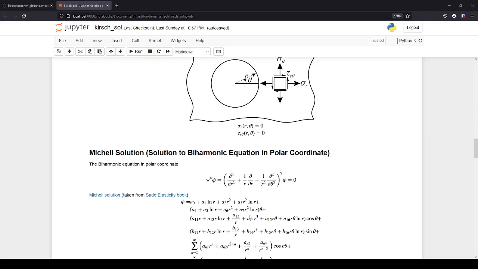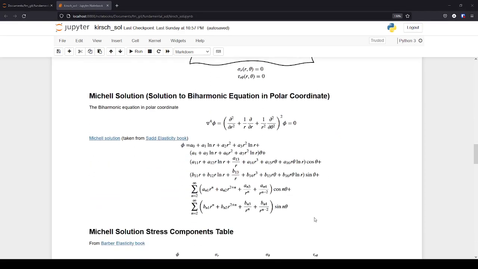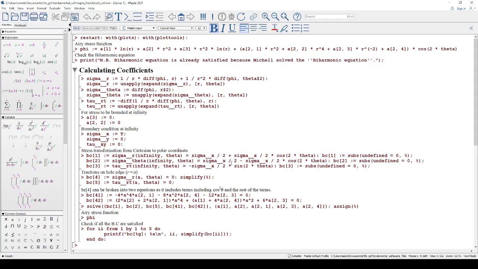So I will be able to find these constants. For example, I have this a n1, n2, n3, and n4 here. So I will be able to find these constants. So let's switch to Maple to find them. So I restart everything and I load some of the packages which I need for the plot.